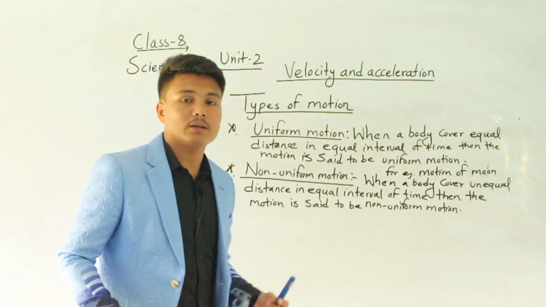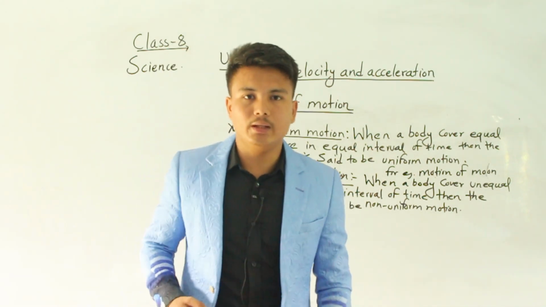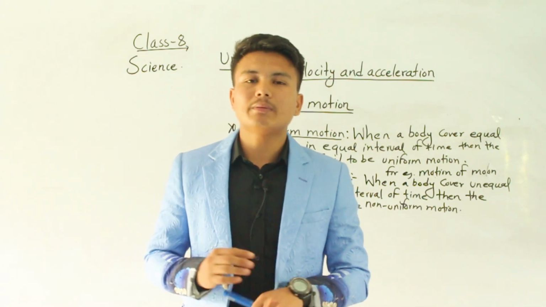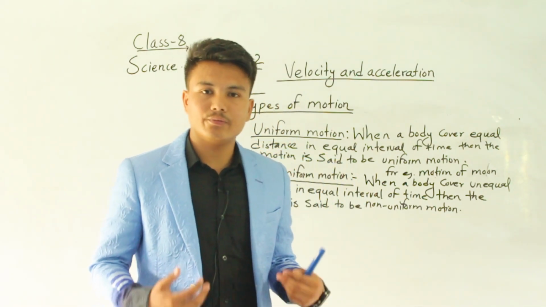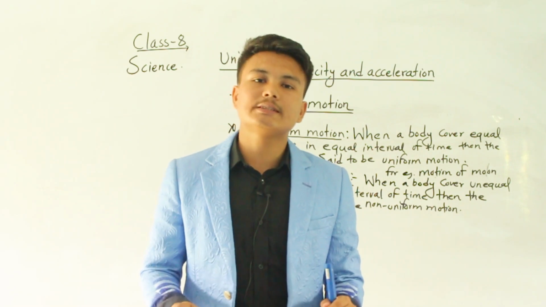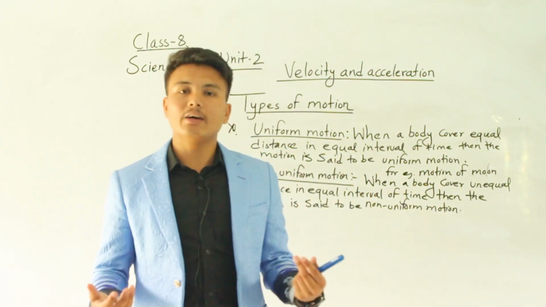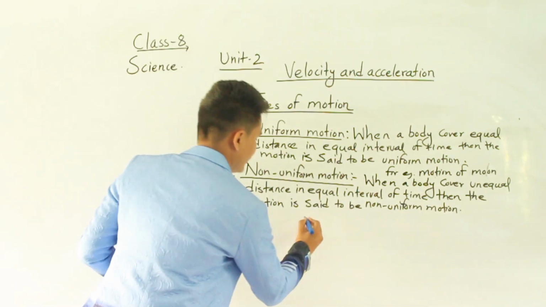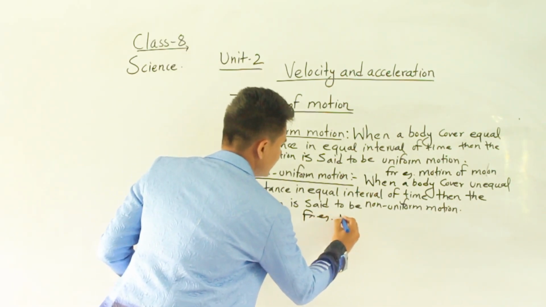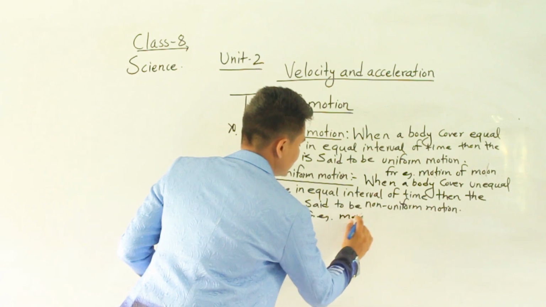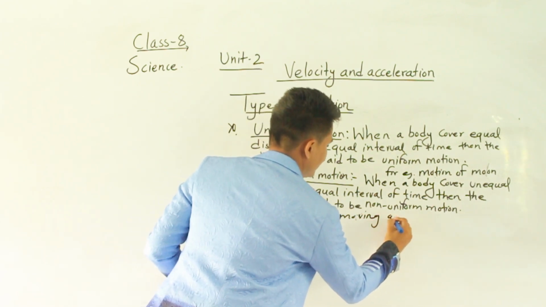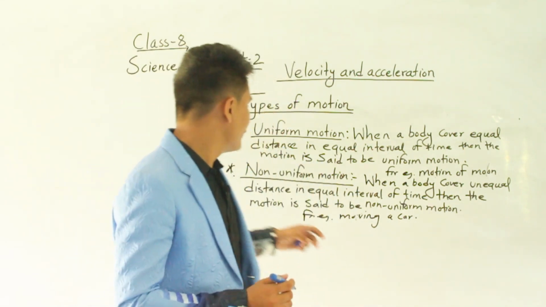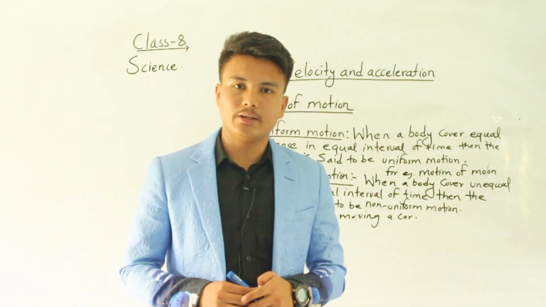Or we walk. Sometimes we walk very quickly because we have to move on time. Sometimes we walk gently because of lack of energy, or we have ample time to go there. So that depends. For example, a moving car. A car running is called non-uniform motion. Clear all of you?